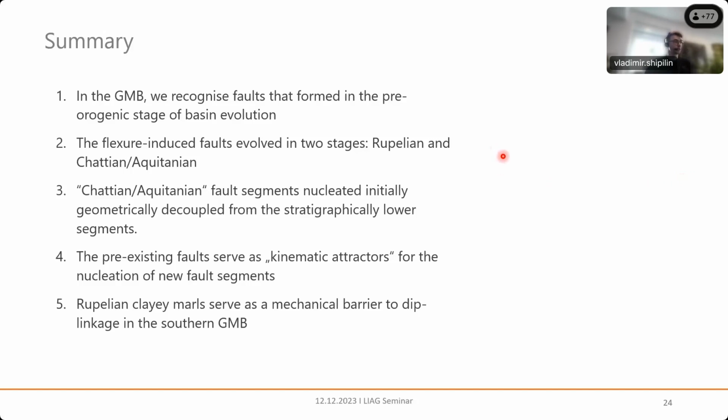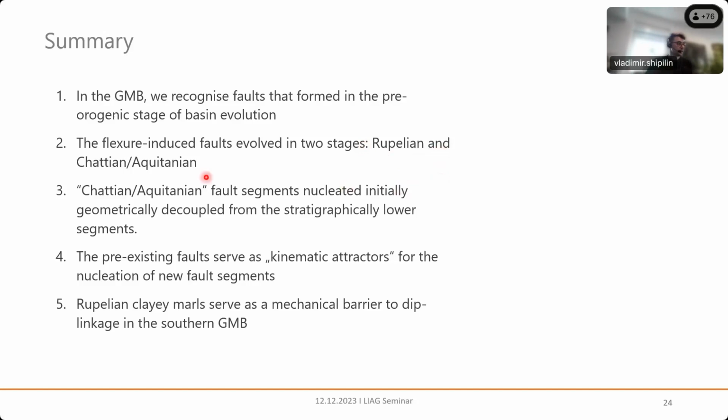Then during the flexural extension itself, the faults evolved in two stages. So we see an intermittent faulting, with the first stage taking place during the Rupelian, which was then followed by a period of tectonic quiescence, and then reactivation of the faults during the Chattian or Aquitanian. In Geretsried, we see that it already happened in the Chattian. In the central part, most likely during the Aquitanian, and this correlates well with the northward propagation of the Alpine thrusts. So we see the younging of the fault activity towards the north.